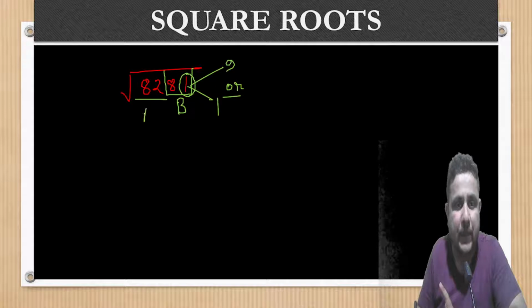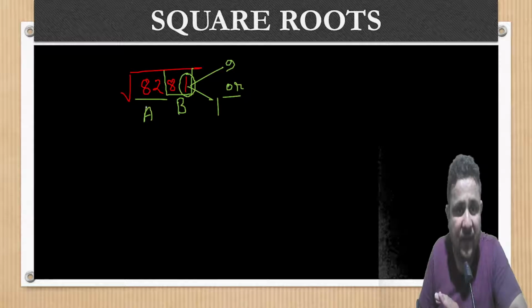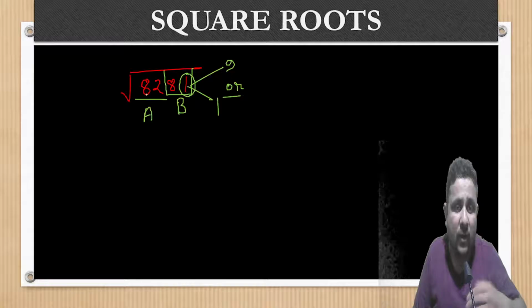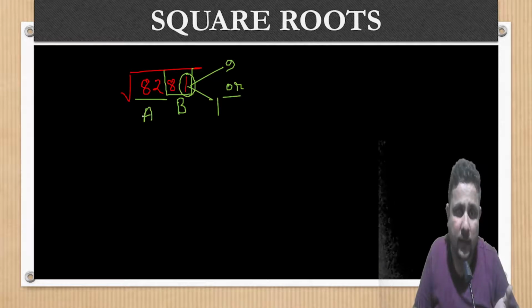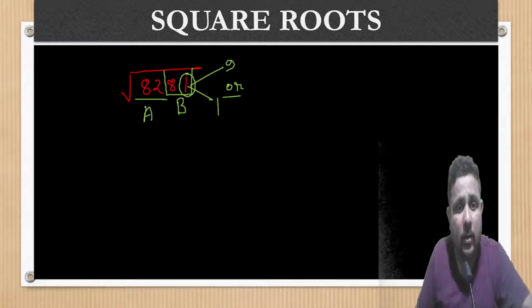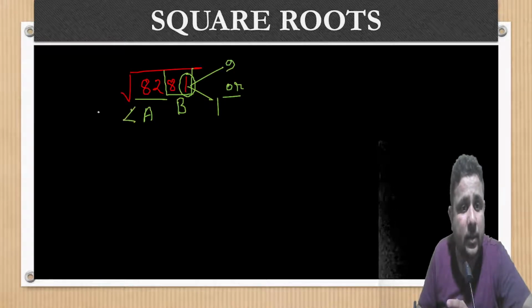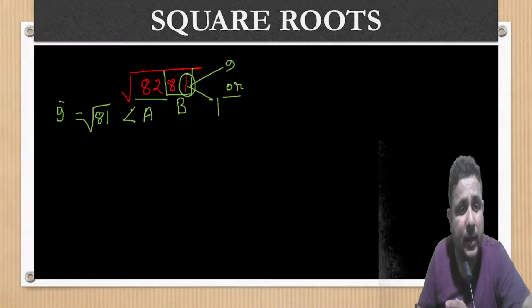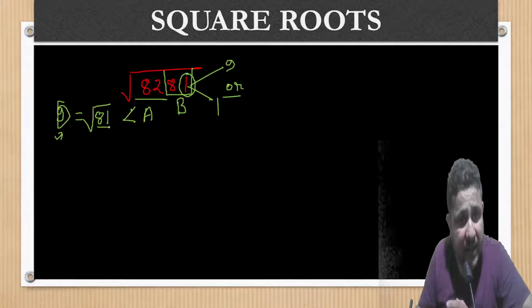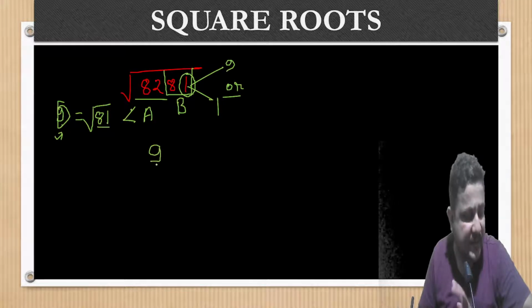Now just focus on part A. Is part A a perfect square? No. So which number is the perfect square? You just need to go down, the number less than 82. Just go before 82. So before 82, 81 is there. So the square root of 81 is going to be 9. So the perfect square value was 81, whose square root is 9. So your answer's first digit is 9.